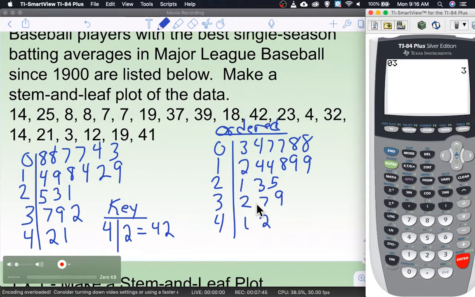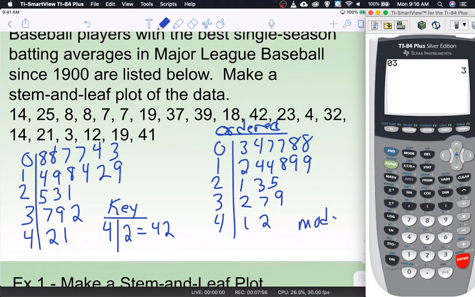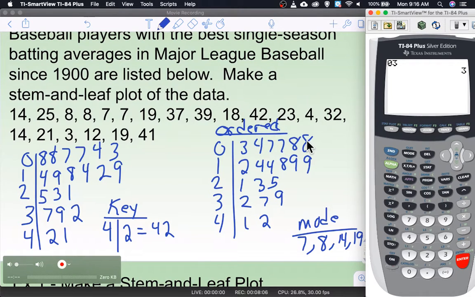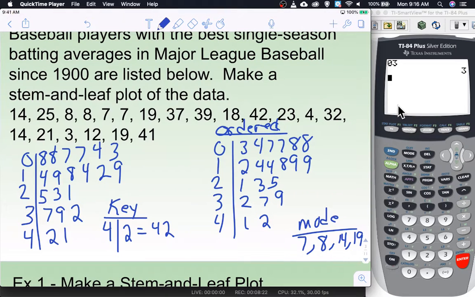From this stem and leaf plot, we could find things like the mean, the median, the mode. The mode is, well, we've actually got a bunch of them. We have a mode of 7, 8, 14, and 19. There are two 7s, two 8s, two 14s, two 19s. And that's how you'd read this. This is the number 19. This is the number 37. Okay? So we can find things like the mode.